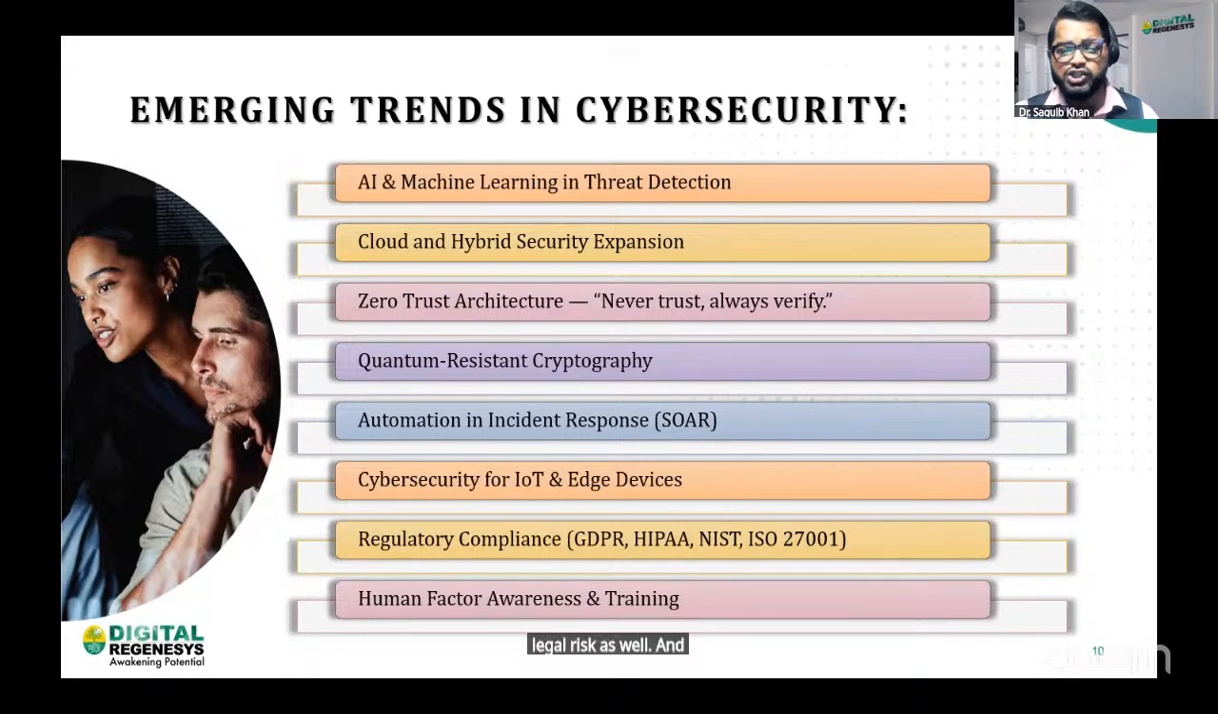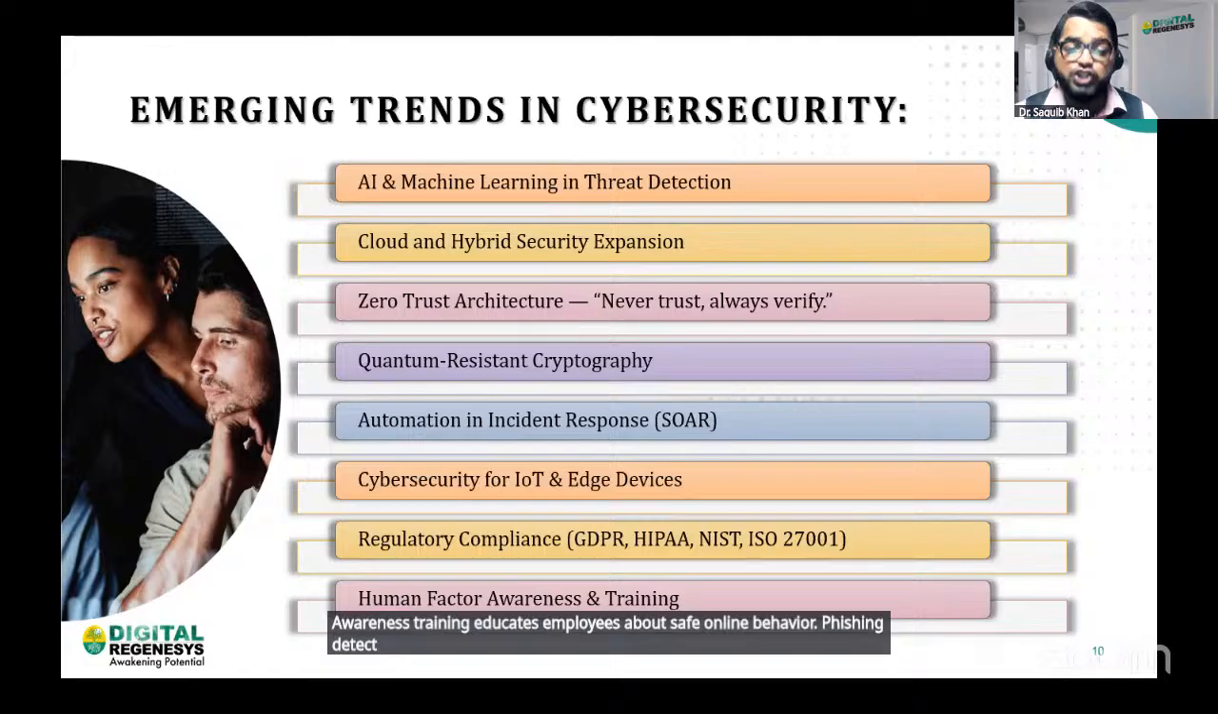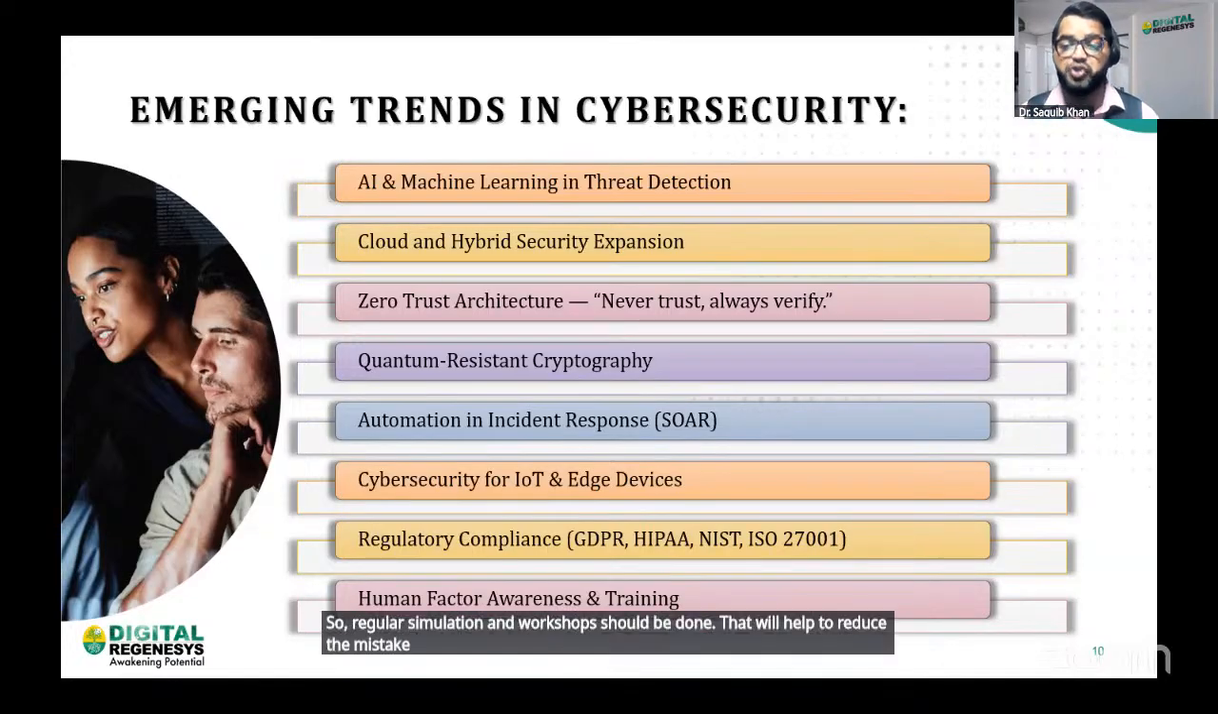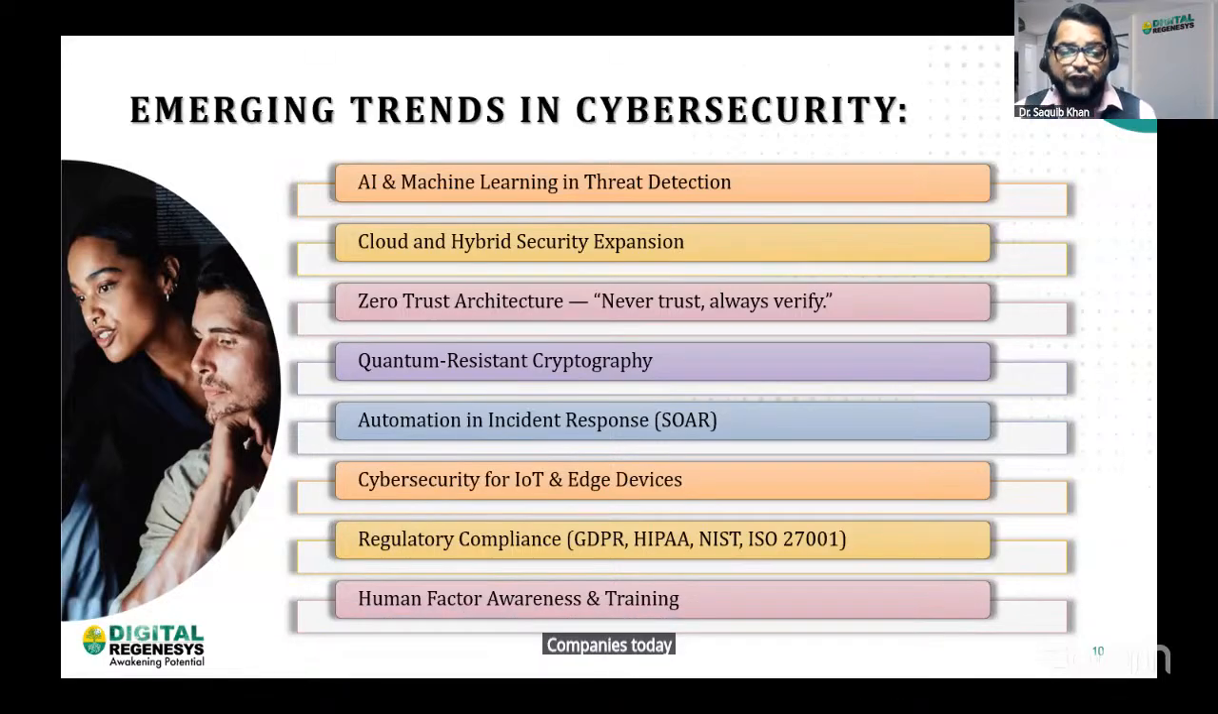And last but not the least, human factor and awareness training. Humans remain the weakest link in cybersecurity, remember. And when you know that this is the weakest, don't you think they require training? Believe me, most breaches start with phishing or human error. So it's important to have awareness training. Awareness training educates employees about safe online behavior, phishing detection, and password hygiene. So regular simulations and workshops should be done. That will help to reduce mistakes and insider threats. Remember that. Companies today are conducting phishing simulations using tools. They're making sure that employees are trained to recognize fake emails and report suspicious activities, right?